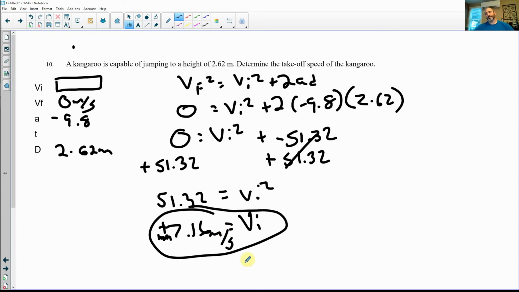Which, for what it's worth, is about as fast as your projectile launchers, your marble launchers, were shooting, according to your lab reports. So, see how high your marble can go, that's about how high a kangaroo can go, which is kind of crazy. So 7.16 meters per second is your initial velocity.